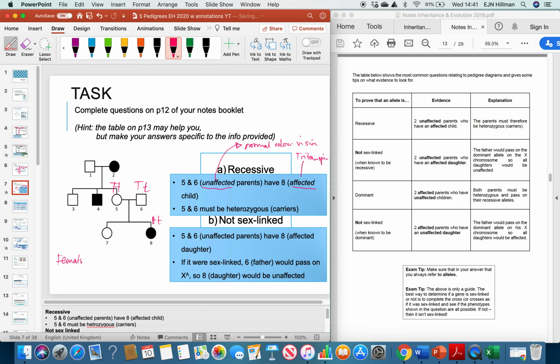females must receive 2 recessive alleles, whereas males only require 1 recessive allele for sex-linked conditions. Okay, so the daughter, that's why we look for the daughter there.